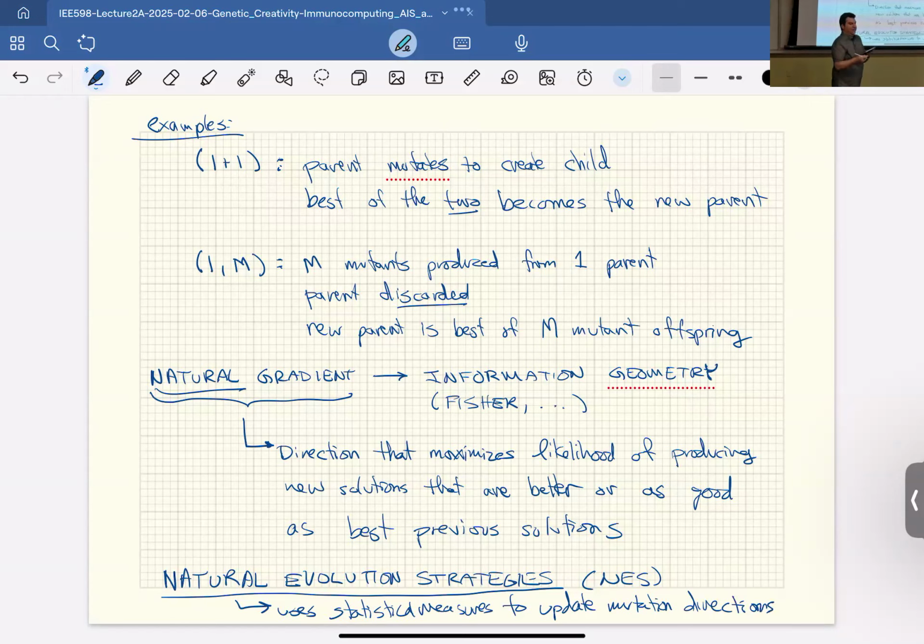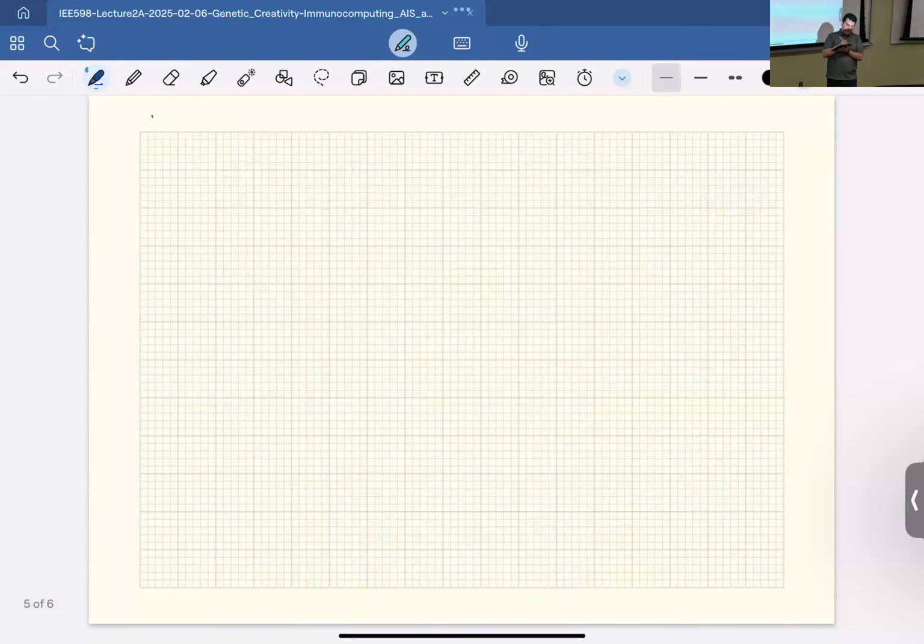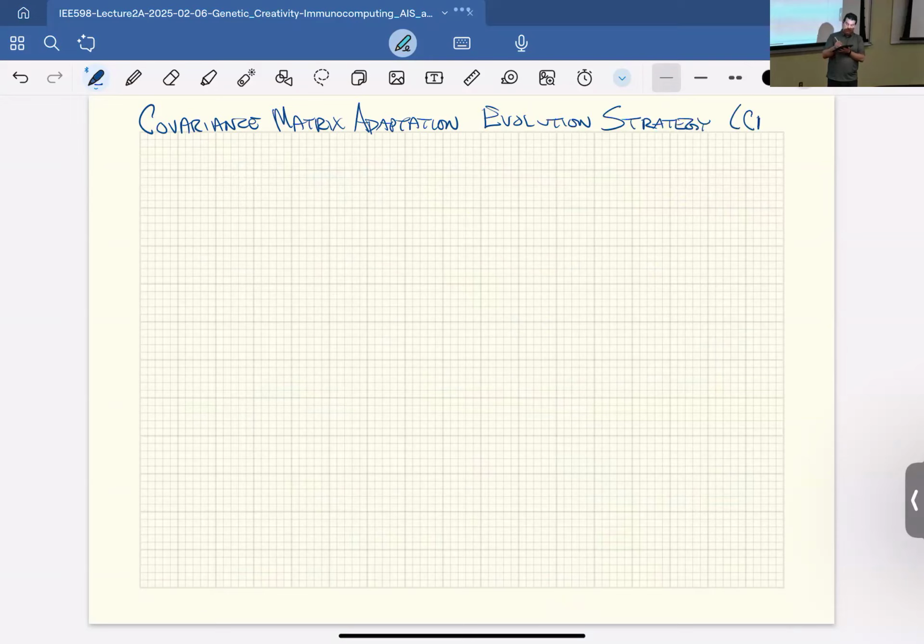And I'll make this more concrete with the CMA-ES that I'm about to explain here. There are a bunch of different ways to do natural evolution strategies. One of the most popular ones is, like I said, covariance matrix adaptation evolution strategies, otherwise known as CMA-ES.